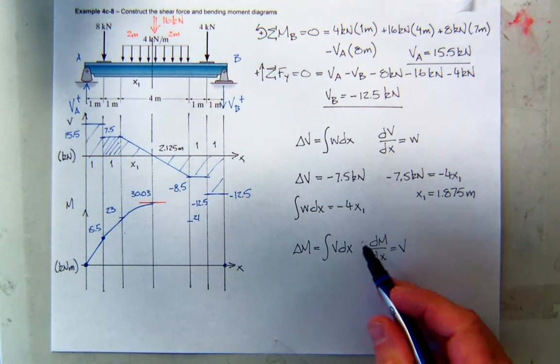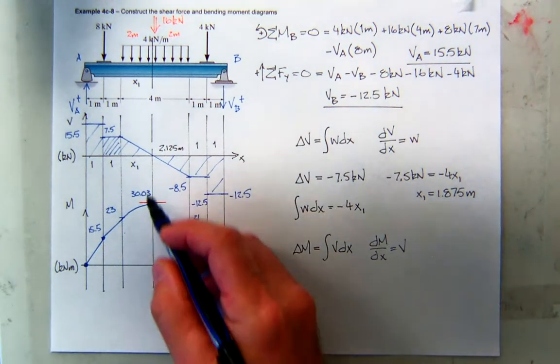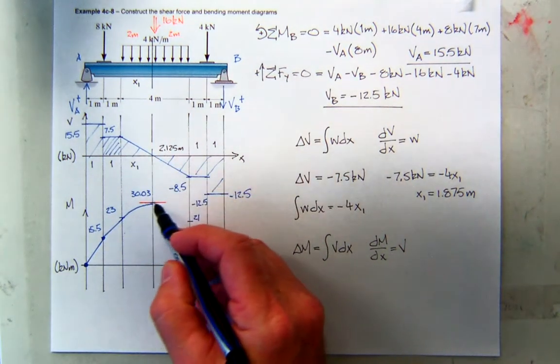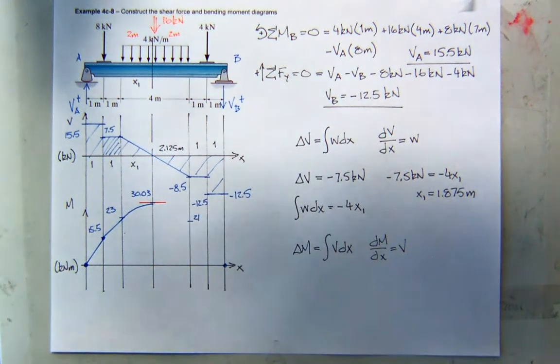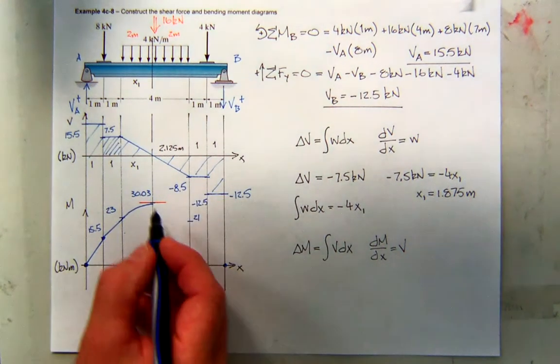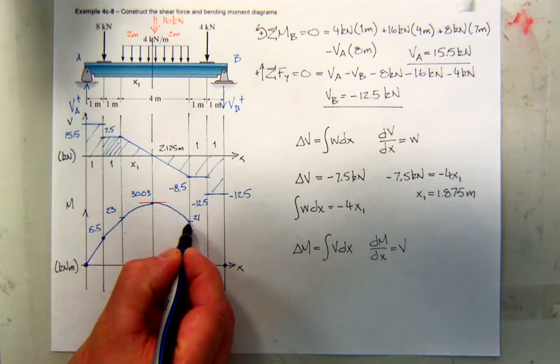Now that shape is given by the shear. The shear starts off at 0, so 0 slope, and it gets bigger and bigger and bigger to a negative slope. So that might look something like that.